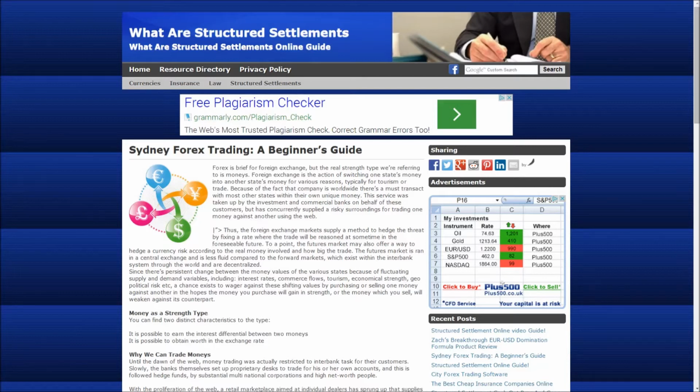Why can we trade currencies? Until the advent of the Internet, currency trading was really limited to interbank activity on behalf of their clients. Gradually, the banks themselves set up proprietary desks to trade for their own accounts, and this was followed by large multinational corporations, hedge funds, and high-net-worth individuals. With the proliferation of the Internet, a retail market aimed at individual traders has sprung up that provides easy access to the foreign exchange markets, either through the banks themselves or brokers making a secondary market.